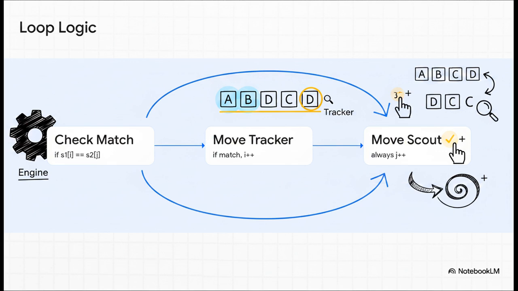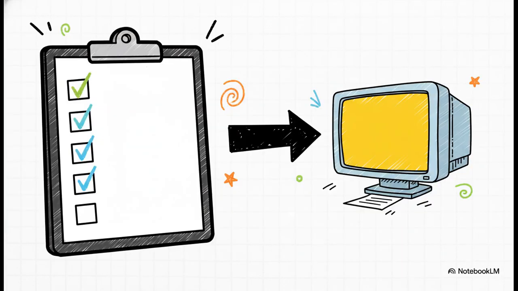Remember, it only moves on a match. And step 3, whether they matched or not, always increment J to keep the scout moving forward. And when that loop finally finishes, we check our results. If our tracker I perfectly equals the total length of our target string S1, what does that mean? Well, it means every single character on our checklist was found in perfect order. That's our green light to print out the completed string, followed by a new line.